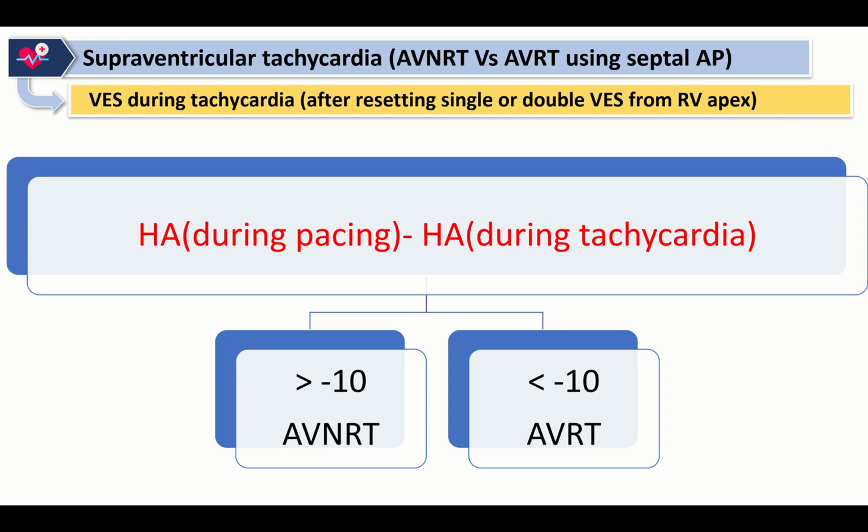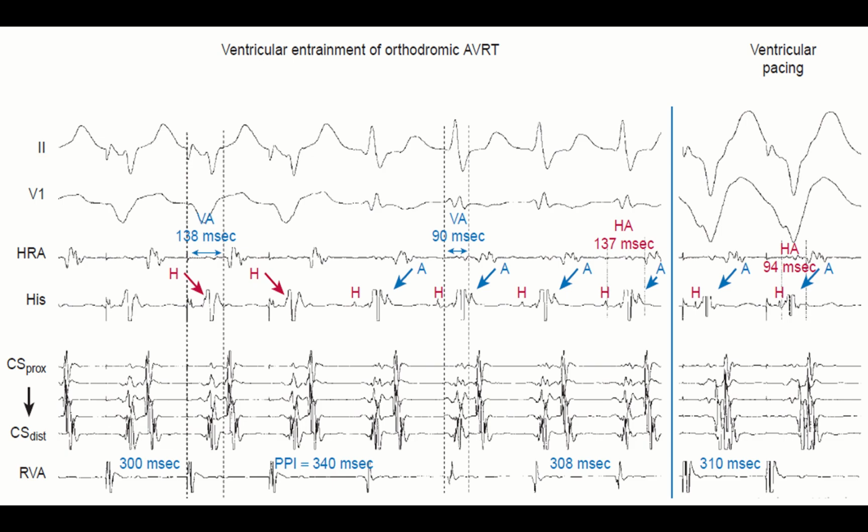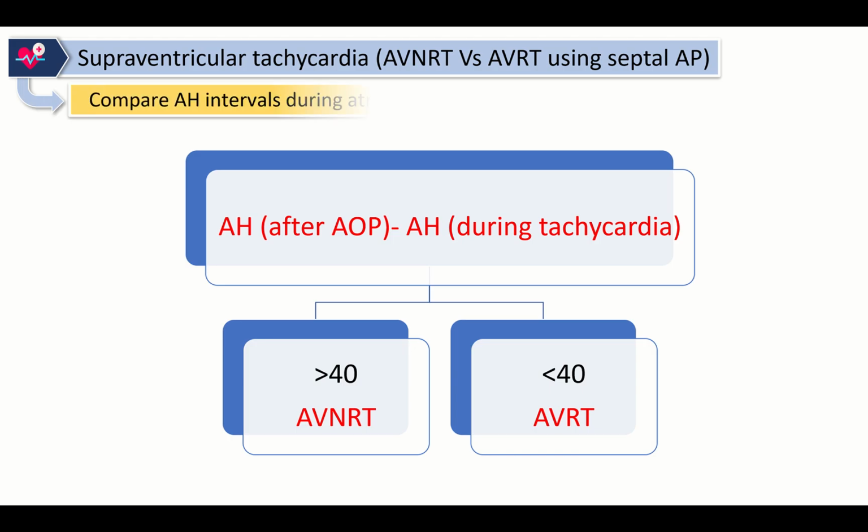Next, the golden rule: the difference between the HA interval during pacing and the HA interval during tachycardia. In AVNRT, it is more than minus 10, maybe 0, positive 10, 20, 40. But in AVRT, it is less than minus 10, maybe minus 20, minus 30, minus 40. And in this case, it's AVRT. Let's see the difference between the HA interval during tachycardia and during pacing. We will find it is about minus 40, confirming it is AVRT.